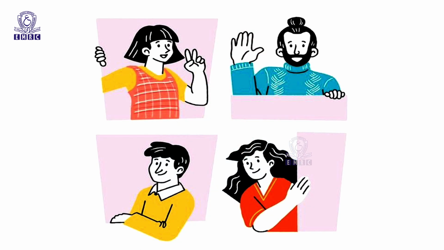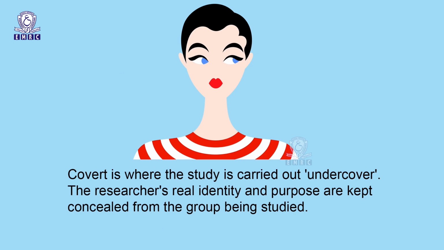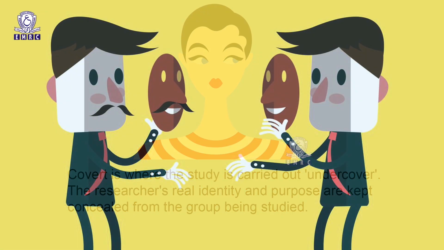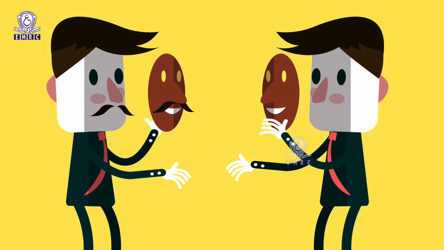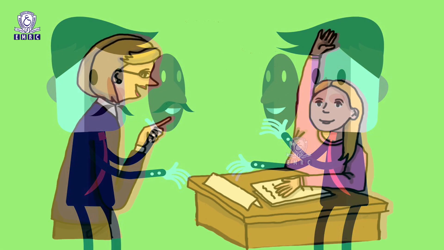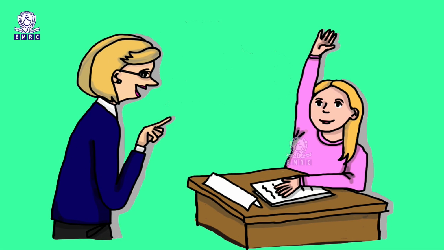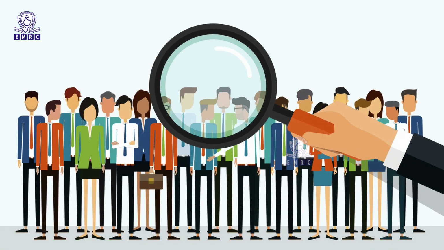Participant observations can be either covert or overt. Covert is where the study is carried out undercover. The researcher's real identity and purpose are kept concealed from the group being studied. The researcher takes a false identity and role, usually posing as a genuine member of the group. On the other hand, overt is where the researcher reveals his or her true identity and purposes to the group and asks permission to observe.